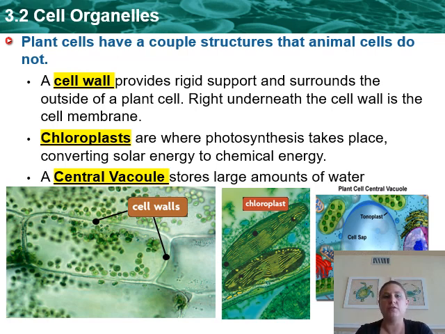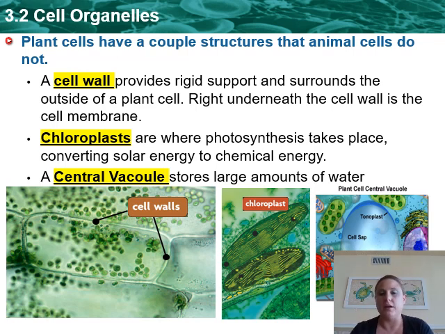Okay. Then we have chloroplasts. Chloroplast is where photosynthesis takes place, converting solar energy to chemical energy. And then we have the central vacuole, which I already brought up, but it's the big vacuole in the middle of the plant cell that stores large amounts of water. So I like to say that plant cells have the 3 C's. They have the cell wall, the chloroplasts, and the central vacuole.